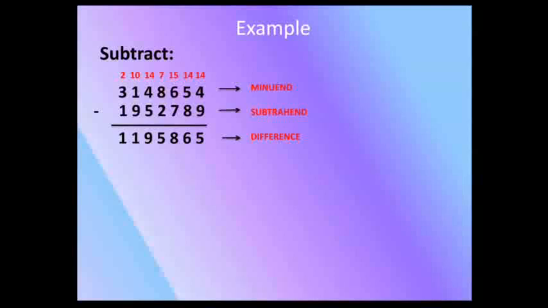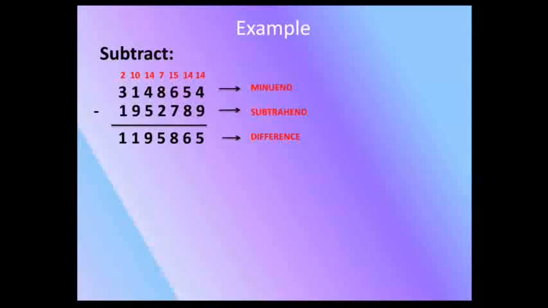Again 4 minus 5 is not possible, so 4 will borrow one from the number present at the lakhs position. So it becomes 14. So 14 minus 5 is 9. Next is 1, which has already given 1 to 4, so it becomes 0.